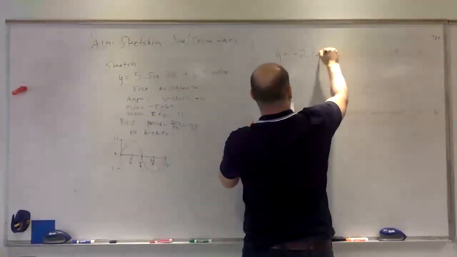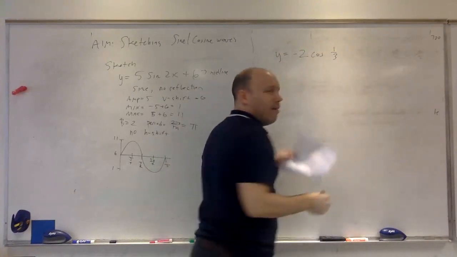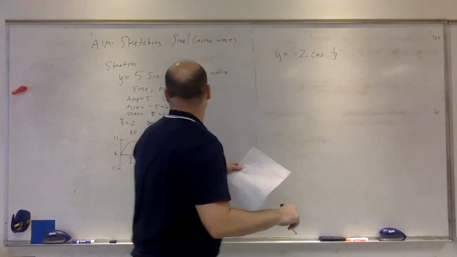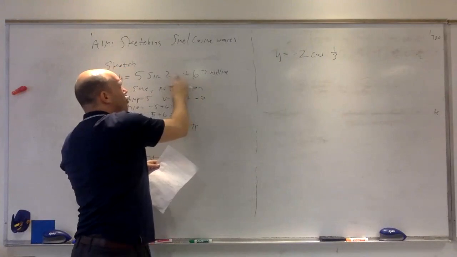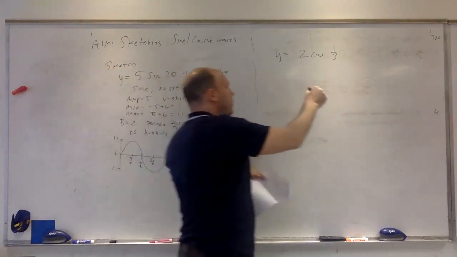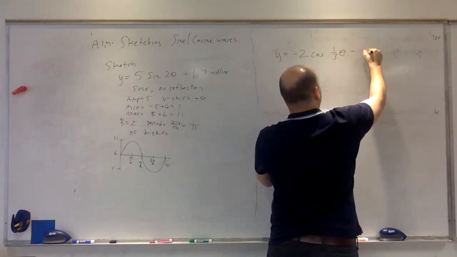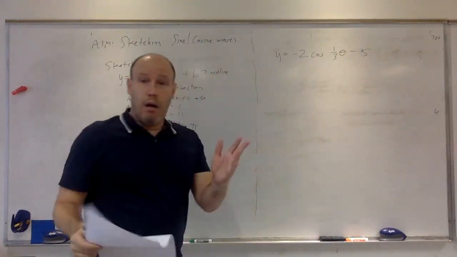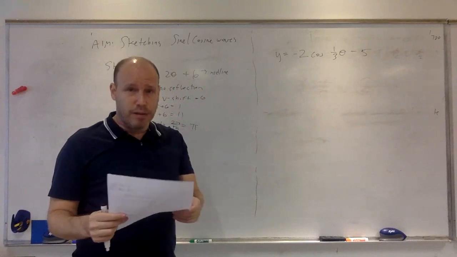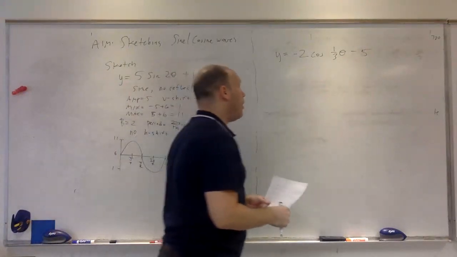Y equals negative 2 cosine 1/3... You can do this. Did I put an x in there? I really should have put in a theta. Theta minus 5. Okay, no big deal. We can figure this out.